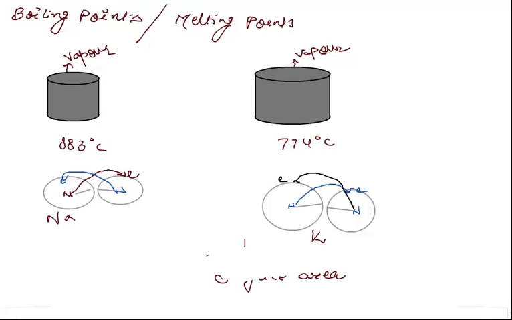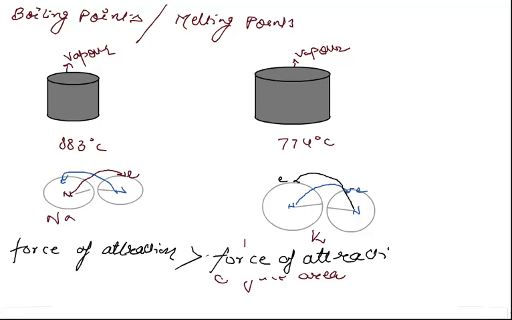So in case of sodium, this force of attraction is more than that of potassium. What? Van der Waals forces, right? So in case of sodium, it is more. So in which case the atoms will be strongly bonded? It will be strongly bonded in case of sodium. So which will require higher temperature to go into vapor state? Sodium. Whereas potassium will require less.